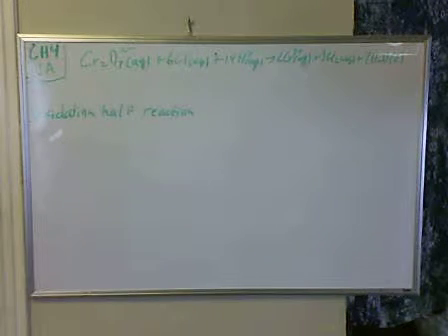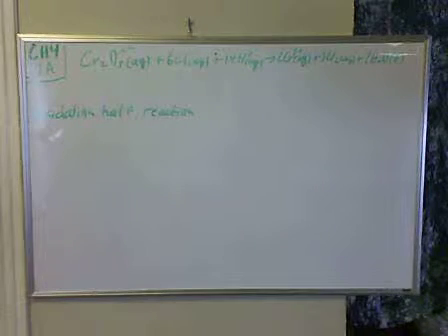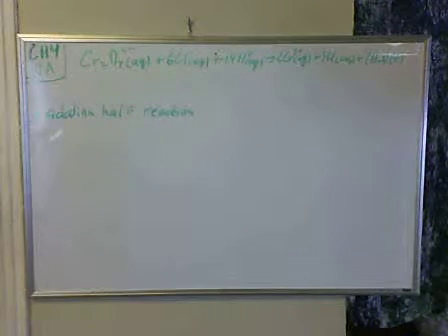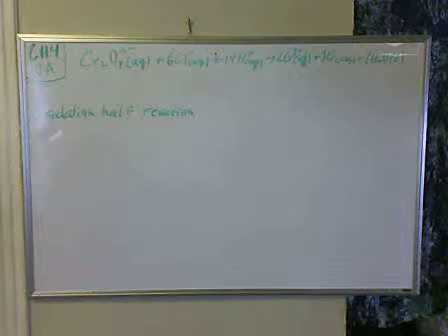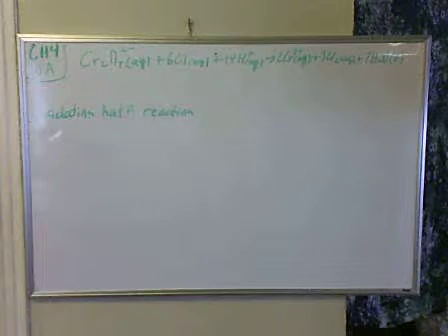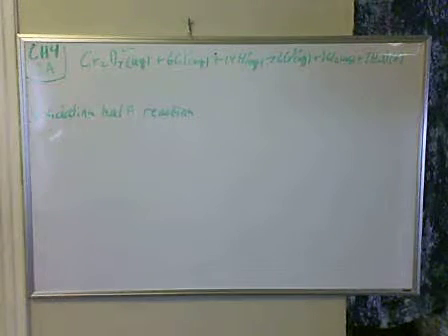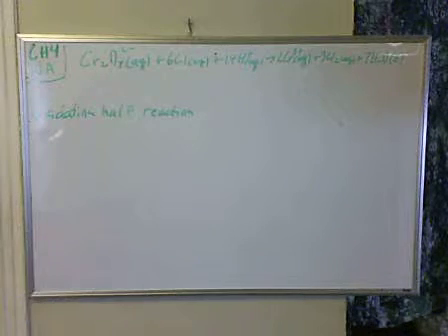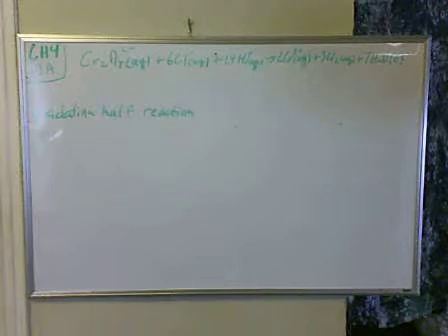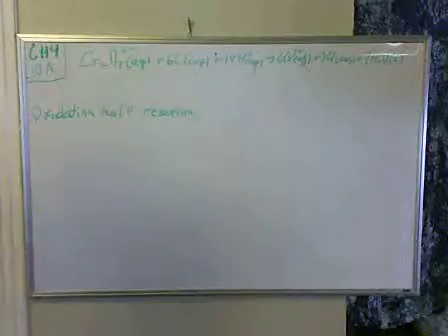We have a balanced redox reaction, and we want to identify the oxidation half reaction. So we have to identify what's being oxidized. We do that by determining what's changing oxidation numbers. We can go through, look for things that look like they're changing.